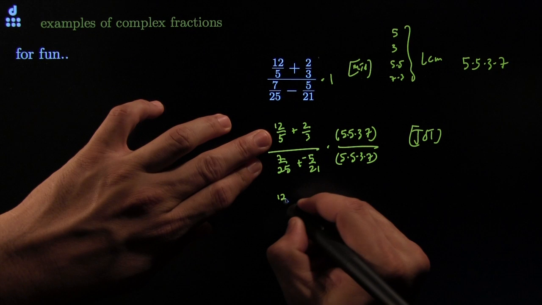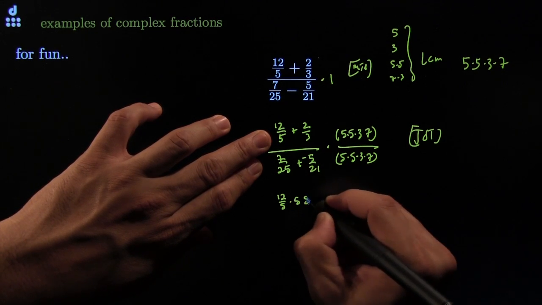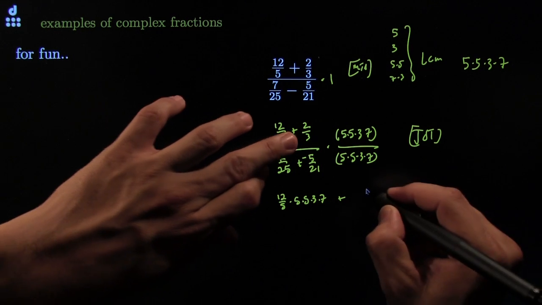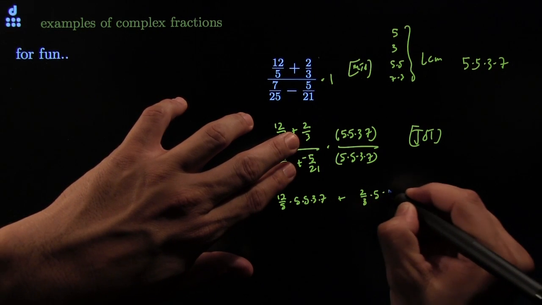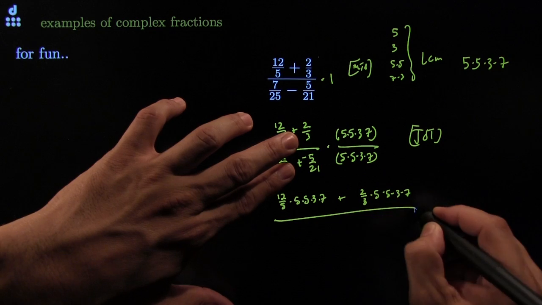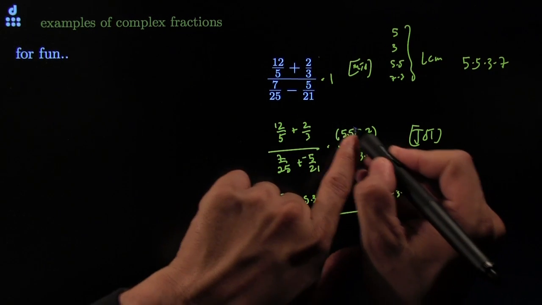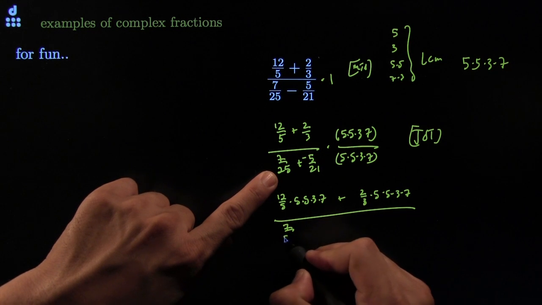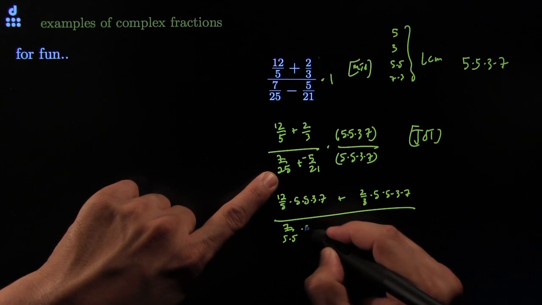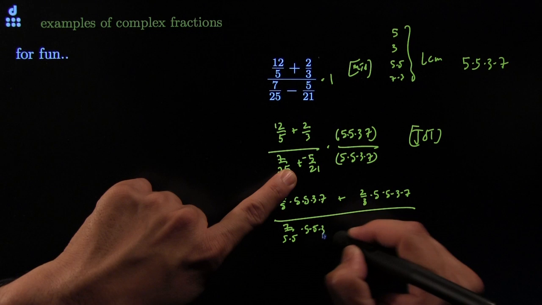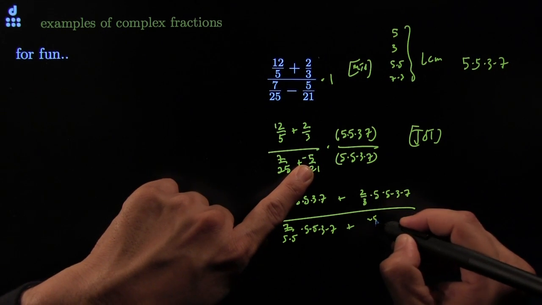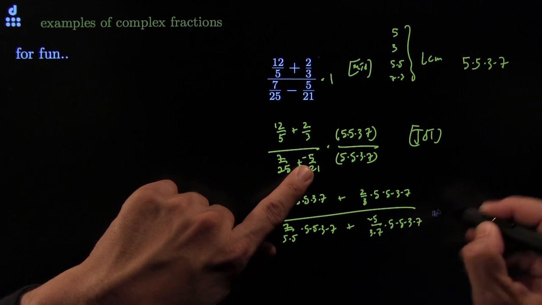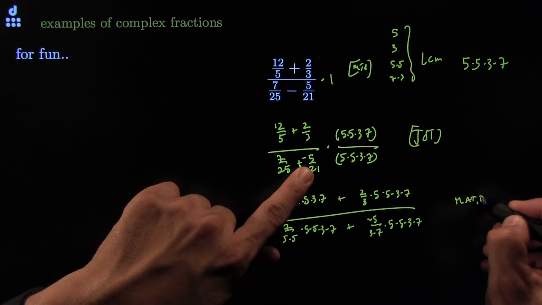So this will become 12 over 5 times 5 times 5 times 3 times 7 plus 2 over 3 times 5 times 5 times 3 times 7 all over, that's this one being distributed to that and being distributed to that. Now on the bottom I need to do the same. I got 7 over 5 times 5 times 5 times 5 times 3 times 7 plus negative 5 over 3 times 7 times 5 times 5 times 3 times 7. That's by math and distributive law.